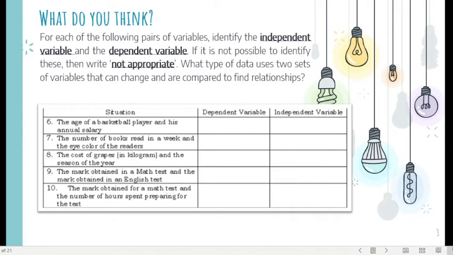So for part 2 of our pretest, what do you think? For each of the following pairs of variables, identify the independent variable and dependent variable. If it is not possible to identify these, then write "not appropriate." So, what type of data uses two sets of variables that can change and are compared to find relationships? So I will give you 30 seconds to answer this question.